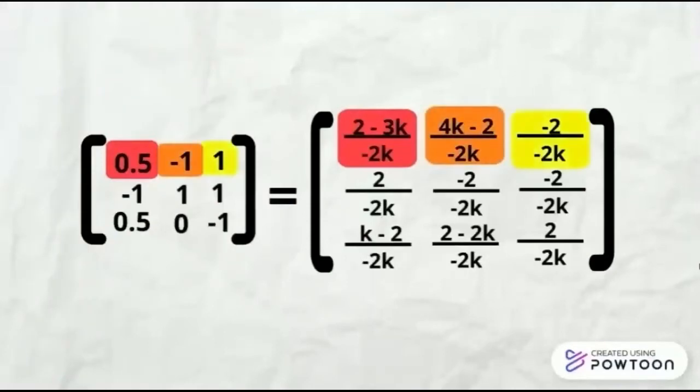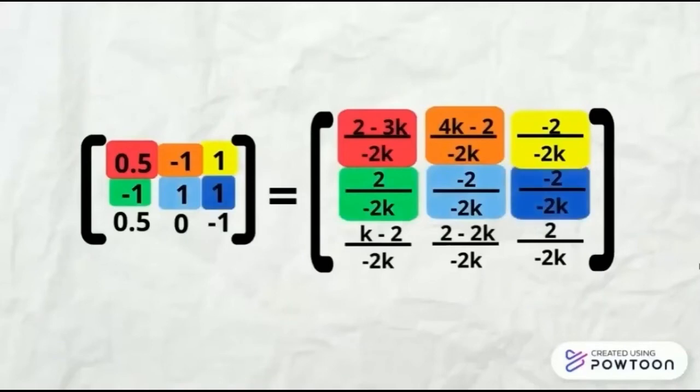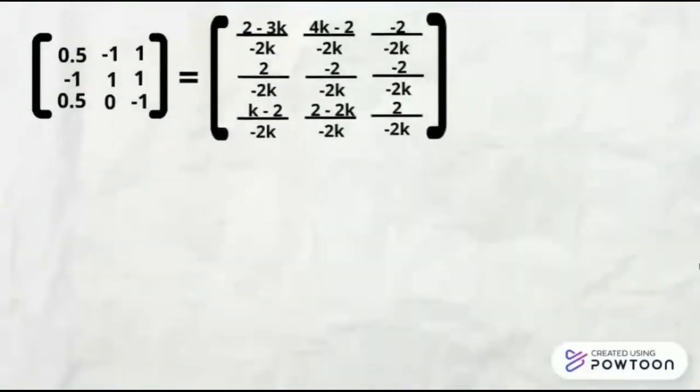For example, from the equation, if we take the elements in row 2, column 1, we will get the equation of 2 over negative 2k equals negative 1. By solving this equation, we can find the value of k, which is equal to 1.